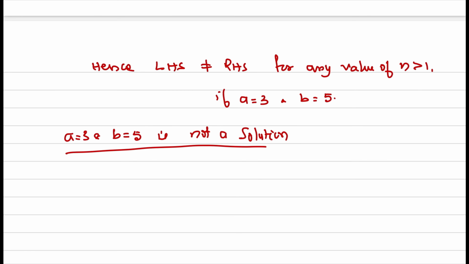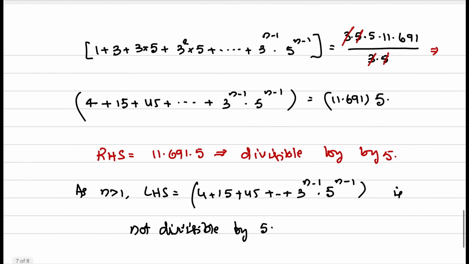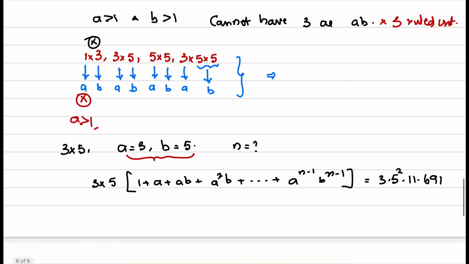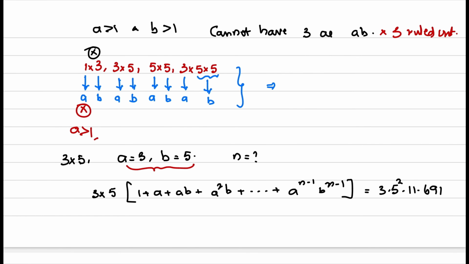Please try to understand these steps, very, very important steps. Now, what is the other option we have got? A is equal to 5 and B is equal to 5. The same thing.